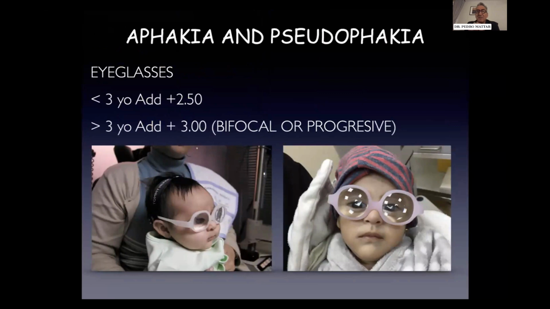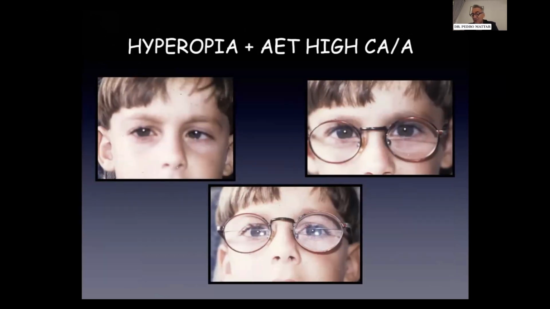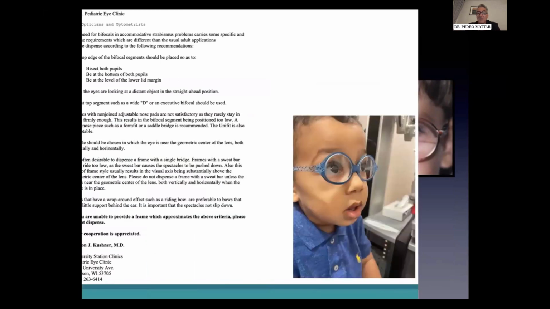What do we do in cases of aphakia or pseudophakia? In those cases, these patients will need an add. Normally in patients less than 3 years of age, we give an add of plus 2.50 in monofocal lenses. In those patients that are 3 years or older, we normally recommend bifocals or progressives in the case of pseudophakics. And in the case of patients that have an accommodative esotropia with high AC/A ratio, in those cases, we will use bifocals.